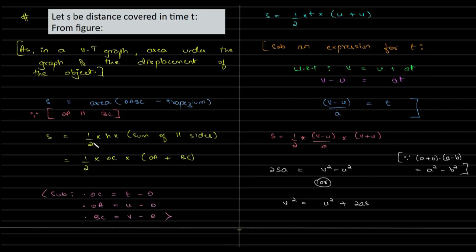And the area of a trapezium is nothing but half into the sum of parallel sides into the distance between the parallel sides. Then substitute the expressions from the figure in terms of v, u and t, and we get this expression. Substitute t, a similar set of steps. So this is a neater write-up, that's all.